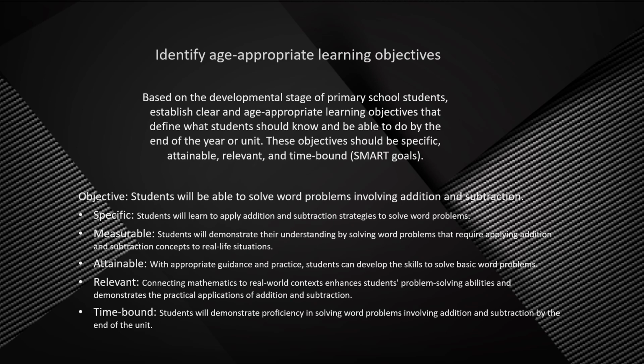Measurable: students will demonstrate their understanding by solving a variety of addition and subtraction problems correctly. Attainable: the objective is within the grasp of primary school students who are developing their basic arithmetic skills. Relevant: addition and subtraction are foundational skills in mathematics and essential for building number sense. Time-bound: students will achieve proficiency in adding and subtracting single-digit numbers within a specific time frame, such as 2 weeks.